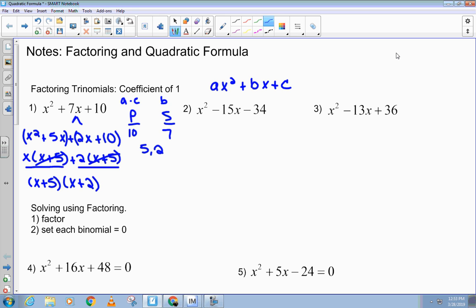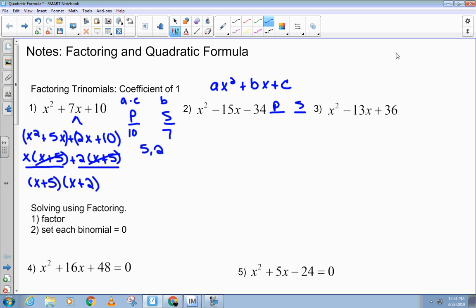Now, if the leading coefficient is a 1, there's a shortcut. I don't have to do this whole thing. That's only if this a is a 1. Okay? Notice that when I did the product and sum, see these two numbers right here, 5 and 2? I could immediately go and create 2 binomials of x plus 5, x plus 2. Okay? That only works if the coefficient is 1. Okay? So let's do these others with the shortcut. You still have to do your product and your sum.